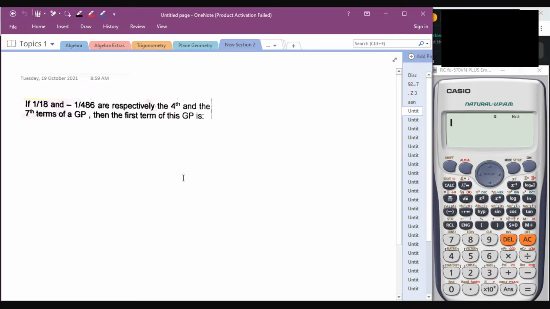So, just two examples here. If 1 over 18 and negative 1 over 486 are respectively the fourth and the seventh terms of a geometric progression, you put it this way. The fourth is 1 over 18, and then A7 is negative 1 over 486. Find the first term of the geometric progression. Is it hard? Actually, it's not hard.